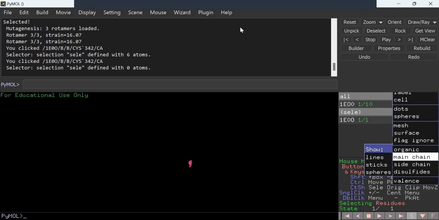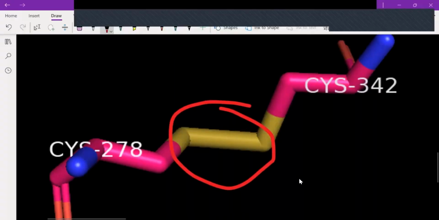When the cysteine at 278 and the cysteine at 342 form this bridge over here, we know it as a disulfide bridge. And this is really important for the immunoglobulin-like domains to function normally. When the variant occurs, this bridge is broken, and this is what contributes to Crouzon syndrome.